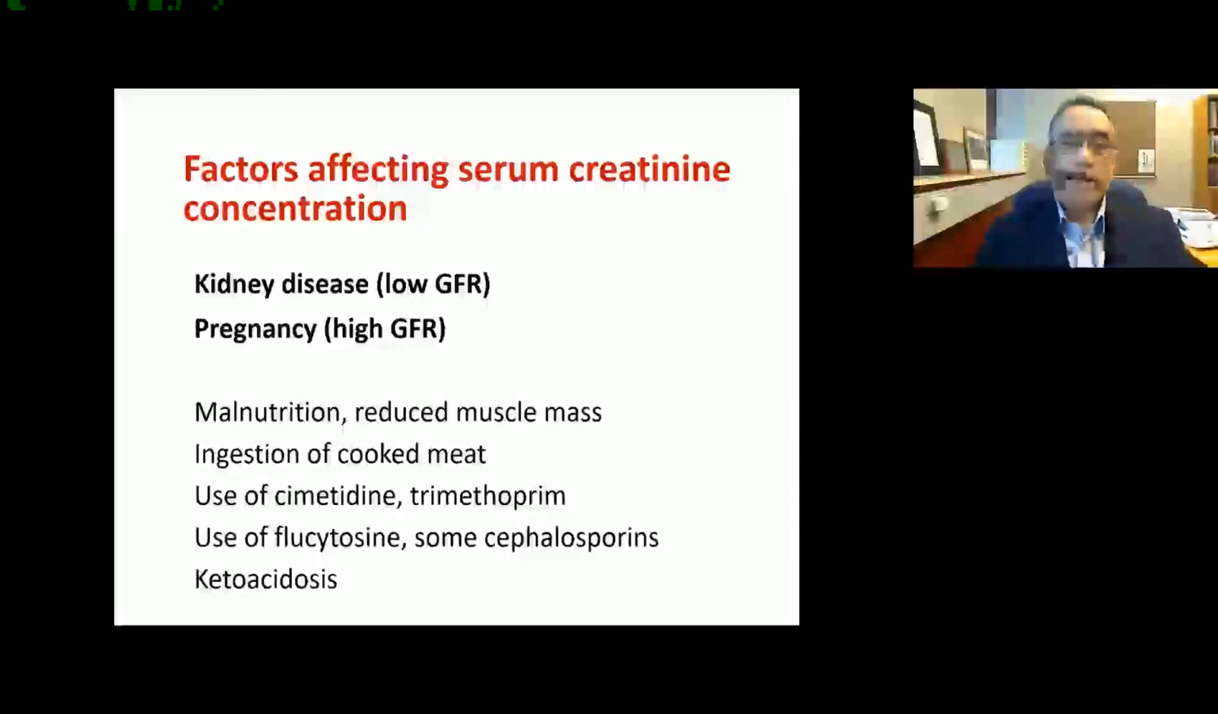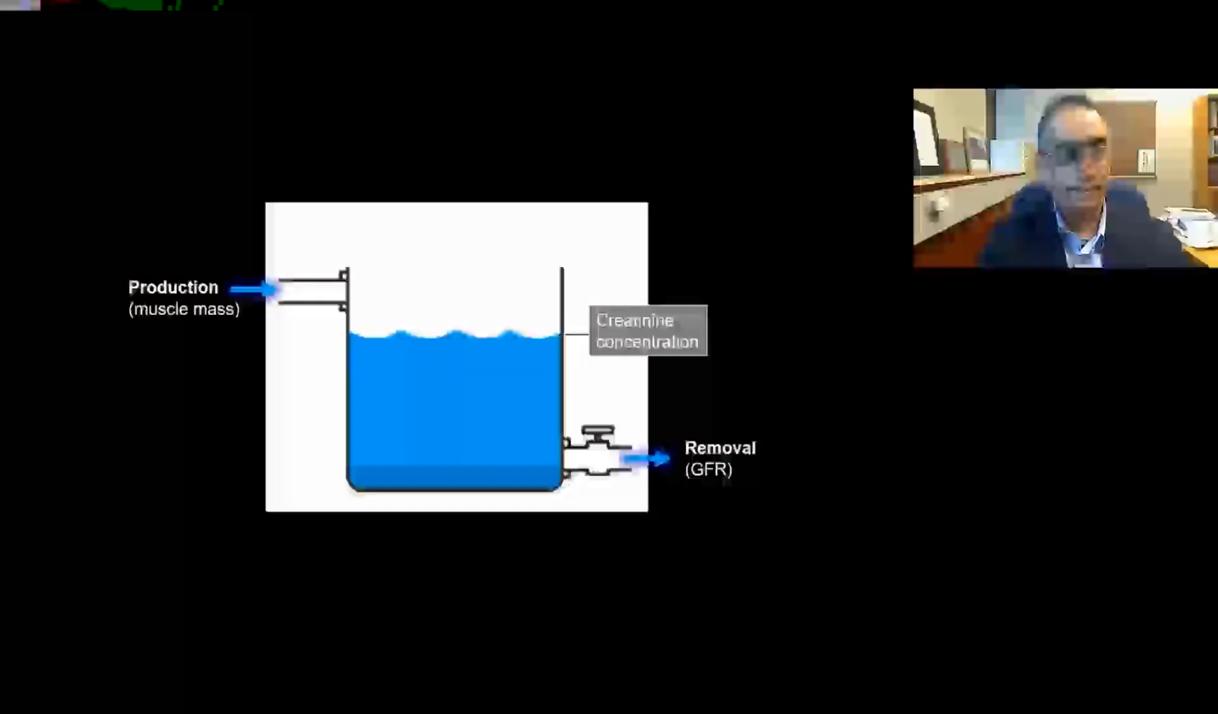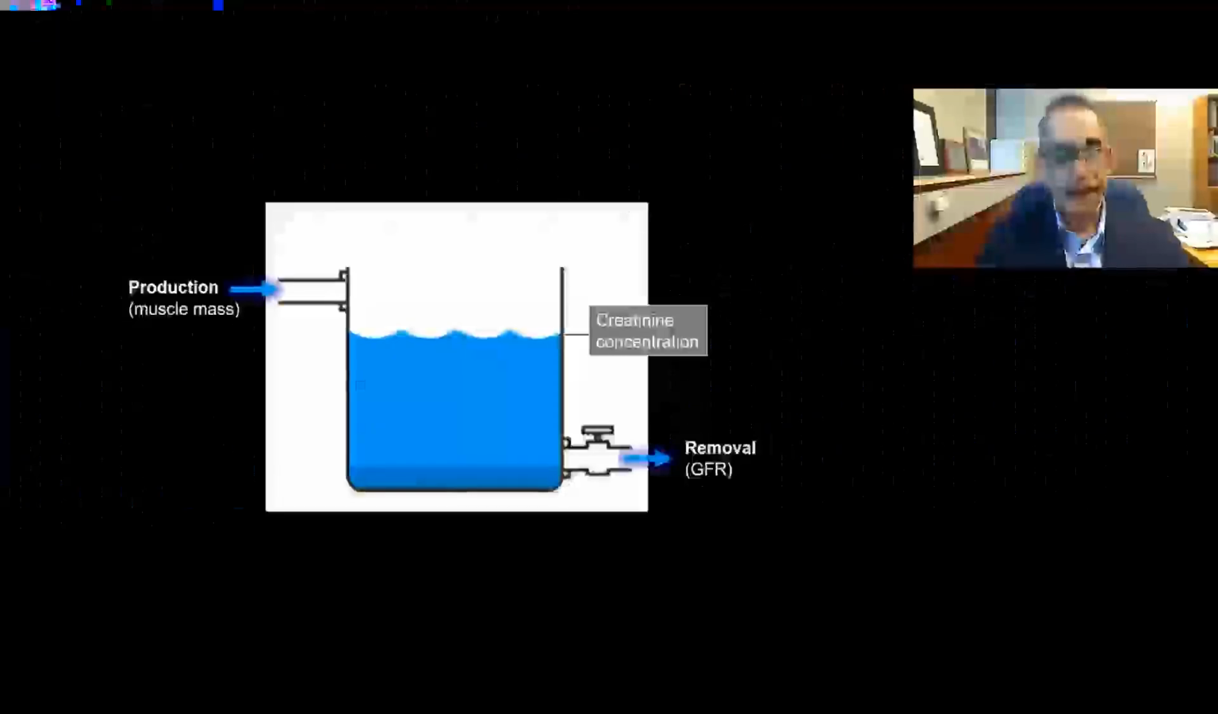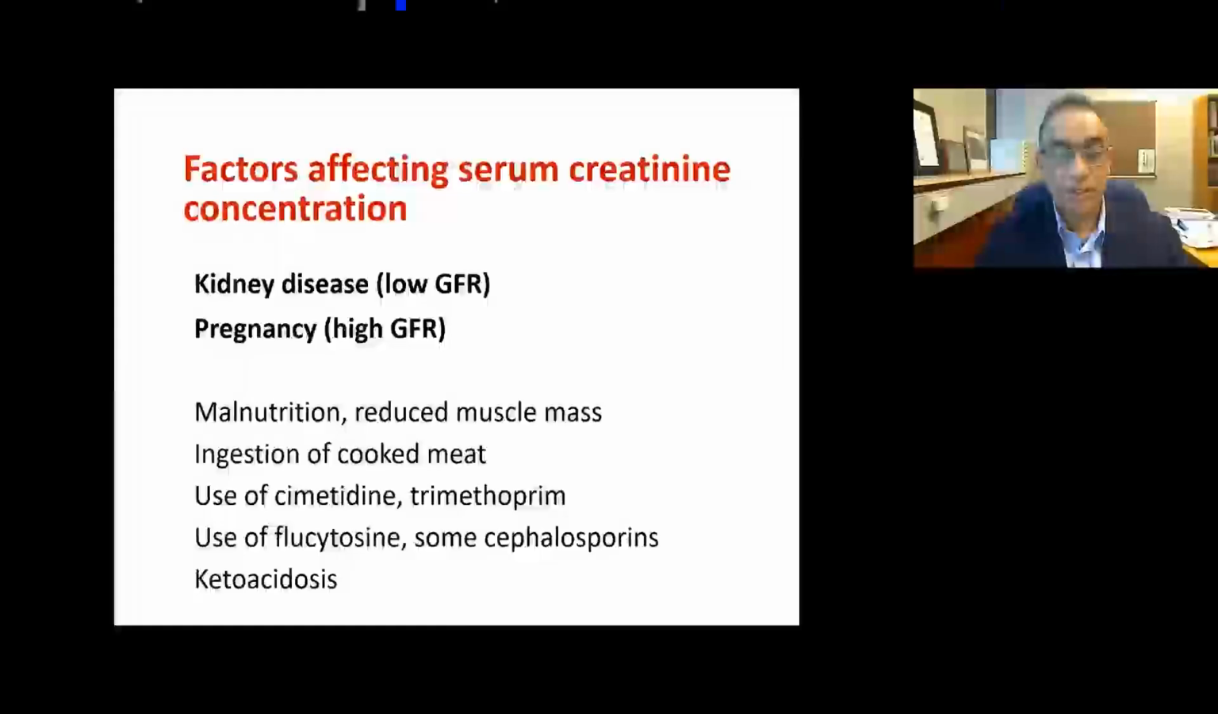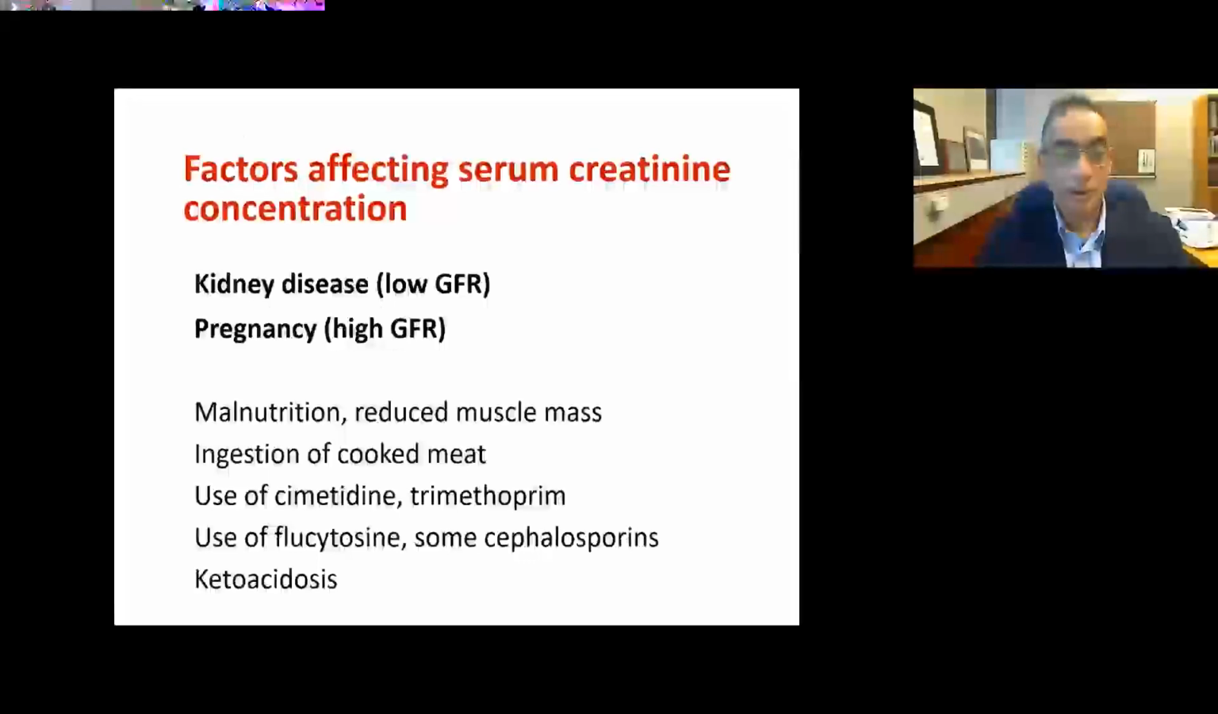Now, there are factors other than kidney disease which may affect creatinine concentration. Pregnancy, we've mentioned this before. And then in the absence of any change in GFR, creatinine may change because of malnutrition and reduced muscle mass, so less production per day of creatinine. Short term, there may be increases in creatinine because of the ingestion of a protein load. The use of drugs which impair tubular secretion will cause rises in creatinine concentration. And then some drugs and ketoacidosis can interfere with the assay and be measured as creatinine, giving you a falsely elevated concentration.